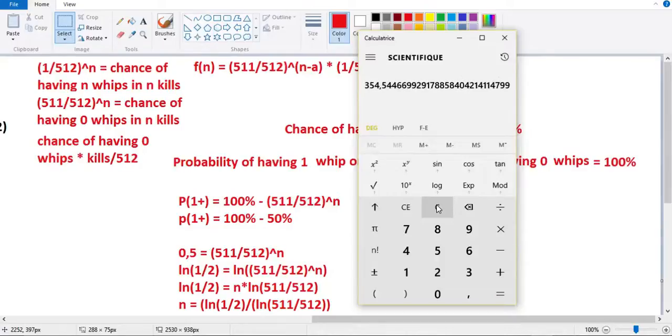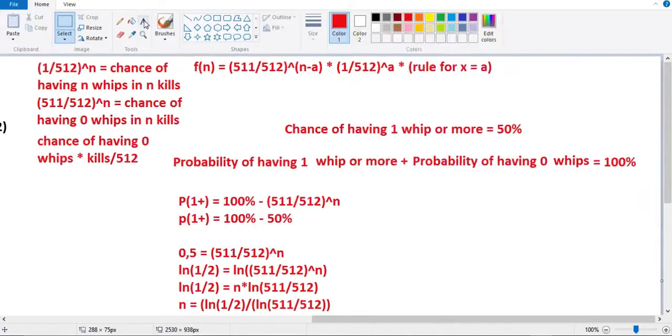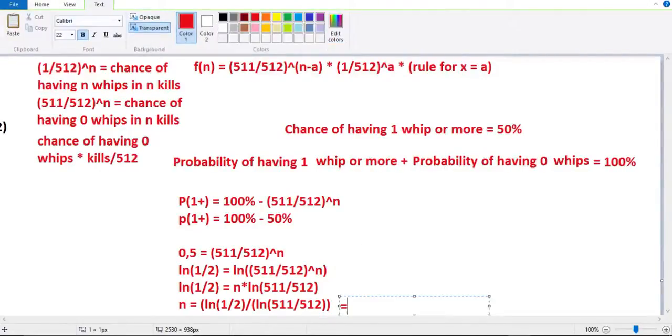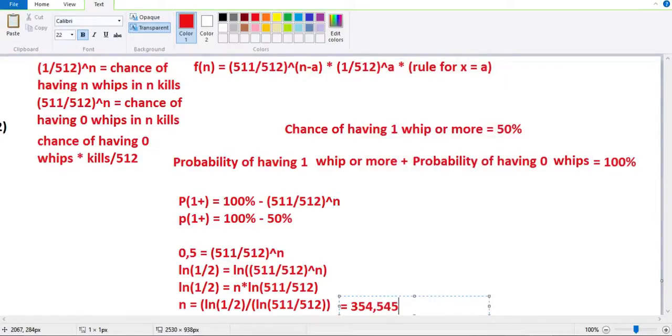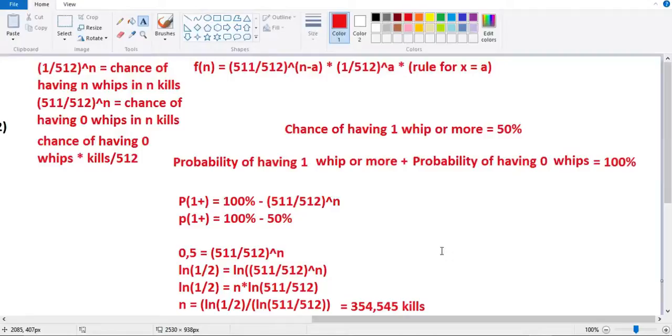And you get this. This is n. This is the n for which this equation is true. 354,545, something like that? 354,545. There we go. This is all that I tried proving in the previous video. And then, I don't know, people didn't understand, I guess.